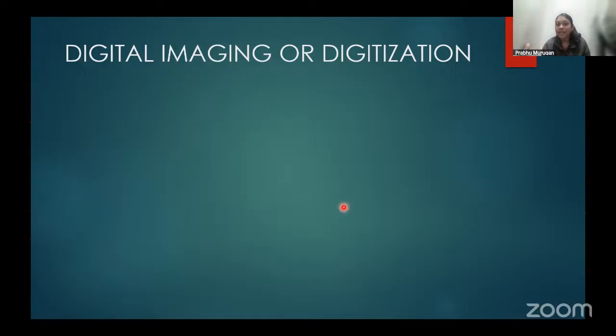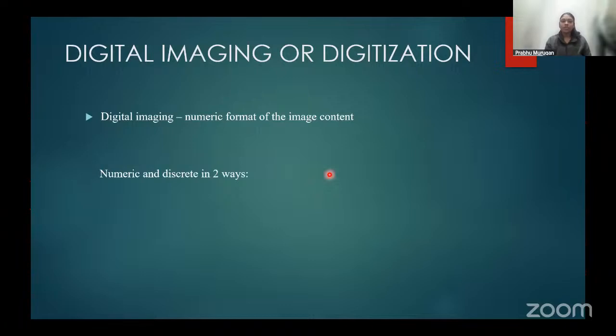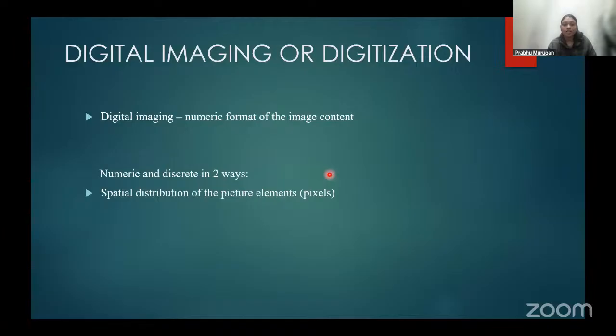But how it is getting digitized, how we are going to get the final image, how the processing is going to take place is the difference between your conventional one and your digital imaging. When it comes to your digital imaging or your digitization, this digitization will take place in two methods: spatial distribution of the picture elements, and second, the different shades of gray of the pixels.